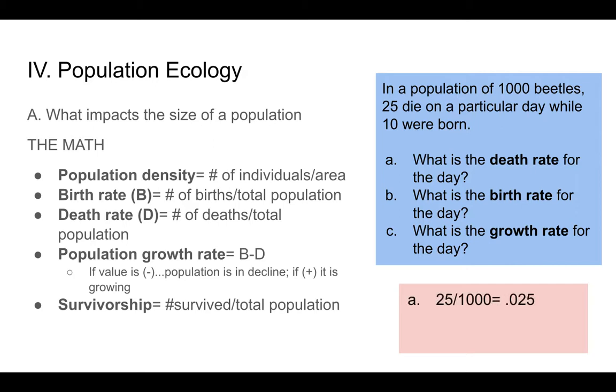Here are the answers. 25 out of 1,000, your death rate is 0.025 for the day. Here is your birth rate for the day. And your population growth rate is actually a negative value because more are dying than are being born.